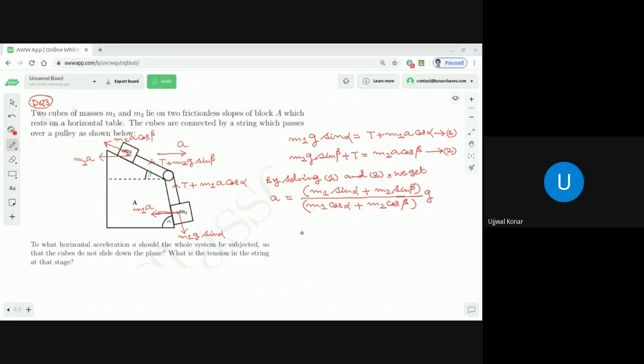That is the value of the acceleration. And the tension we are going to get is m1 m2 g sine(alpha minus beta), as you correctly said, Tejas and Pratik: m1 m2 g sine(alpha minus beta) divided by (m1 cos alpha plus m2 cos beta). I hope you got it. Any doubt at any moment of time, please ask.